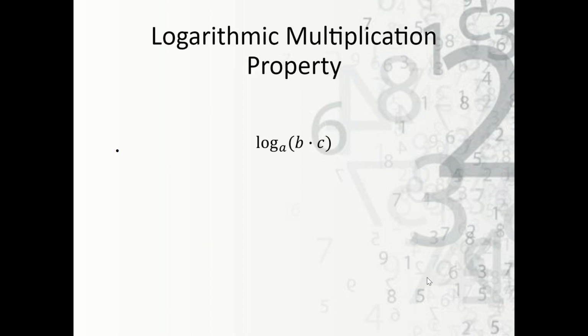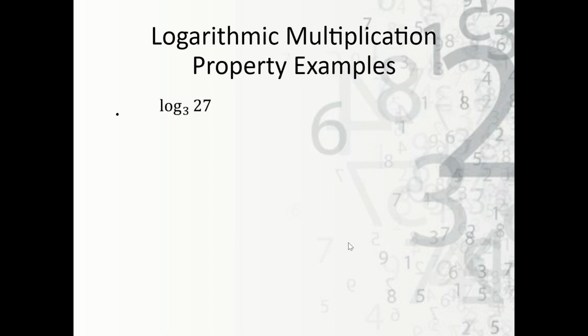Now, the logarithmic property of multiplication. What this says is log base a of b times c. If we can break that up into multiplication, then we can rewrite it in a way that's a little easier to see. So we have log base a of b times c, and that's equal to log base a of b plus log base a of c. So we can rewrite that as addition. So what does this look like?